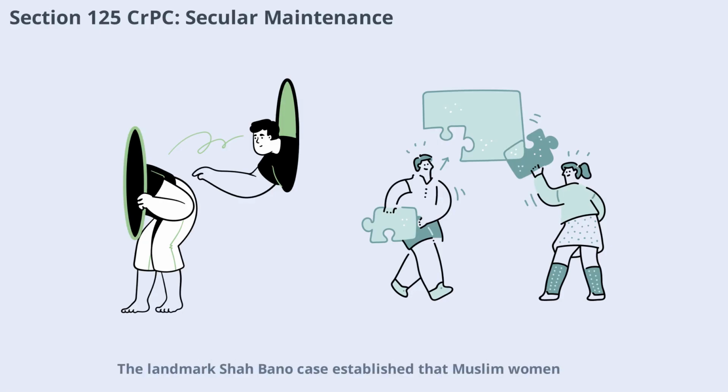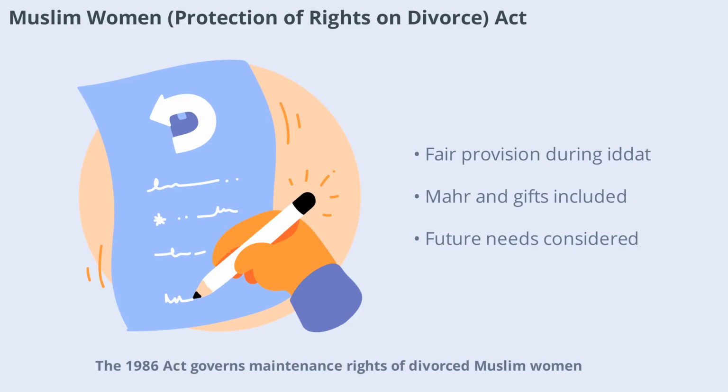The landmark Shah Bano case established that Muslim women are entitled to maintenance beyond iddat under this section, affirming constitutional rights. The 1986 Act governs maintenance rights of divorced Muslim women. It entitles them to reasonable and fair provision during iddat, mahr, and all gifts received during marriage. If unable to maintain herself after iddat, responsibility shifts to relatives or the Waqf board. The Daniel Latifi case clarified that provision must cover future needs, harmonizing the act with constitutional principles.